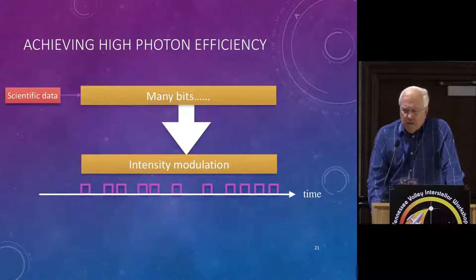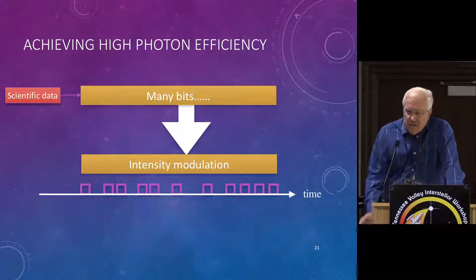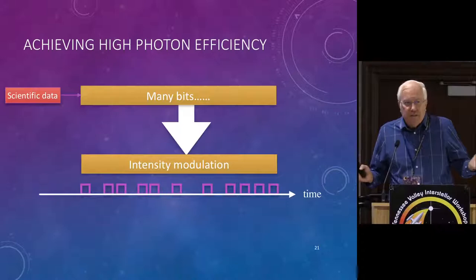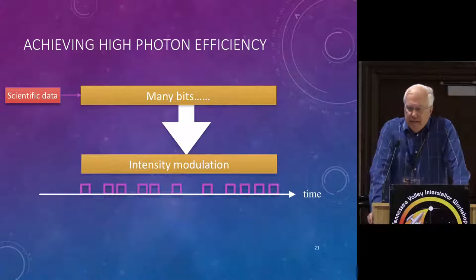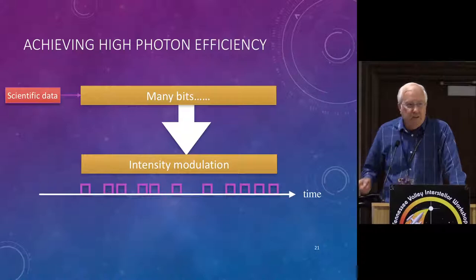So let me say a few words about how us communication folks achieve high photon efficiency. The basic idea is the following. We take a number of bits of scientific data, like thousands or tens of thousands of bits, and we map that large number of bits into an intensity modulation at the transmit laser. We're going to use on-off modulation, so the transmit laser is either on or it's off.